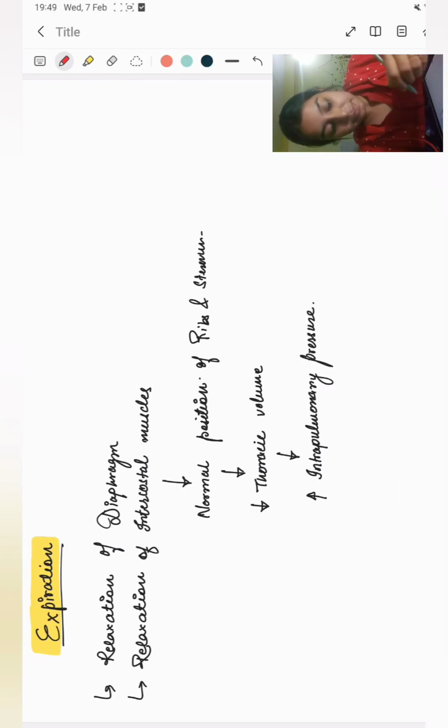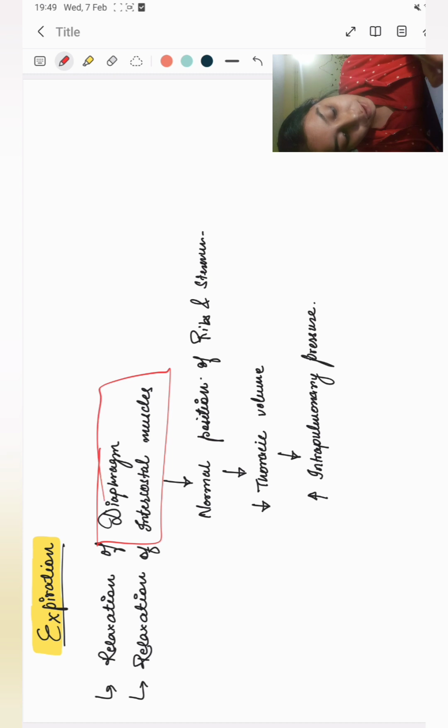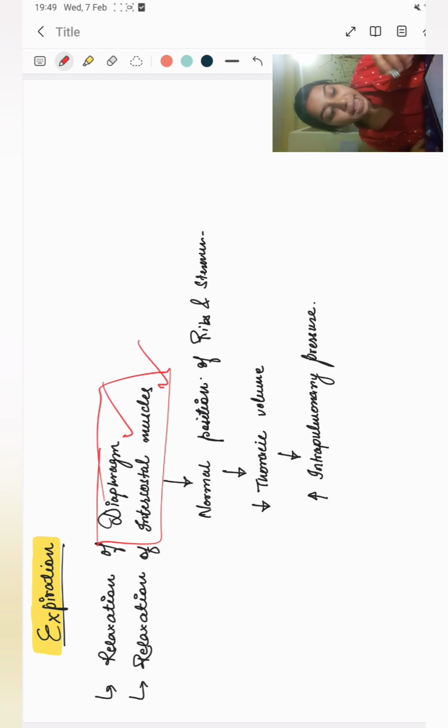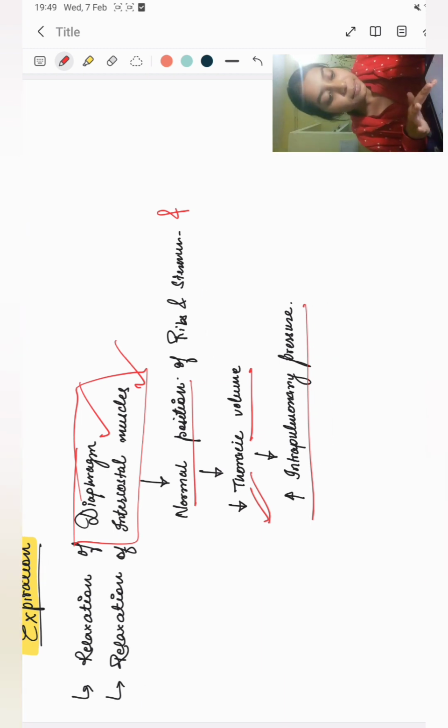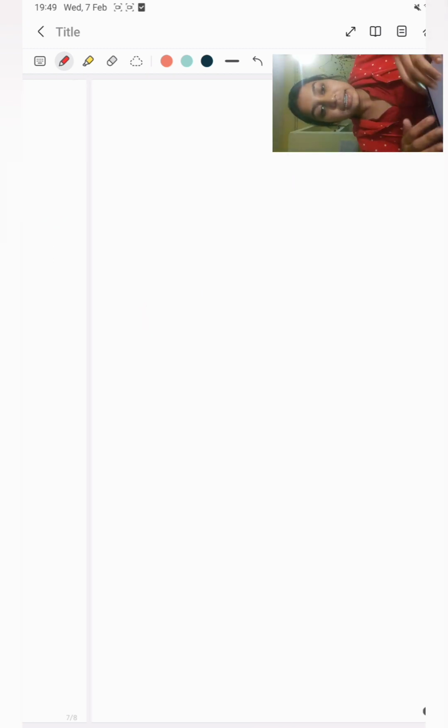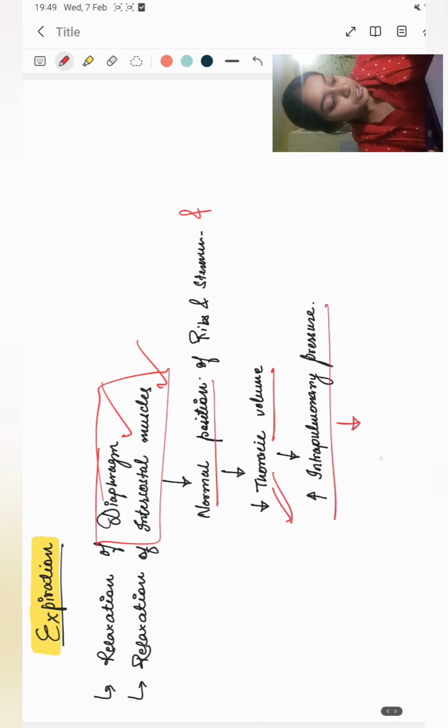Now let us see the expiration. Again two muscles are involved, the diaphragm and intercostal muscles, and in this case they all relax. Relax होगा तब क्या होगा कि हमारा जो ribs और sternum था और diaphragm था, they all come to the normal position, which leads to the decrease in the thoracic volume, and as we know, decrease in thoracic volume leads to increase in the intrapulmonary pressure. So it leads to the expiration, the release of the air from the alveoli.